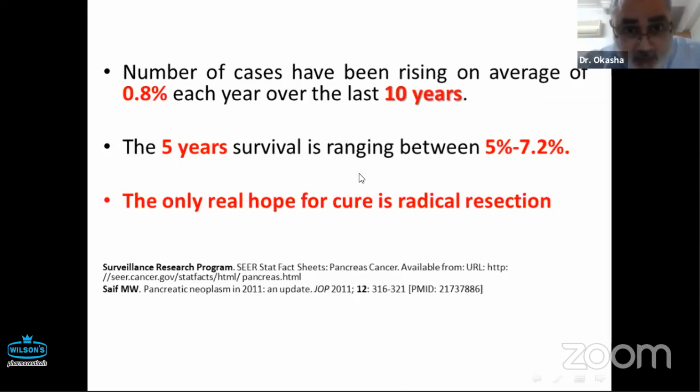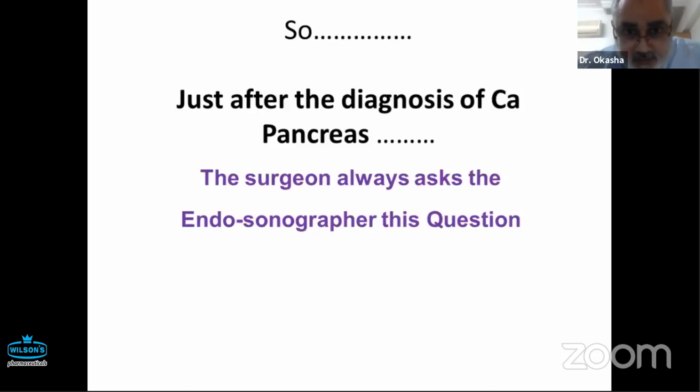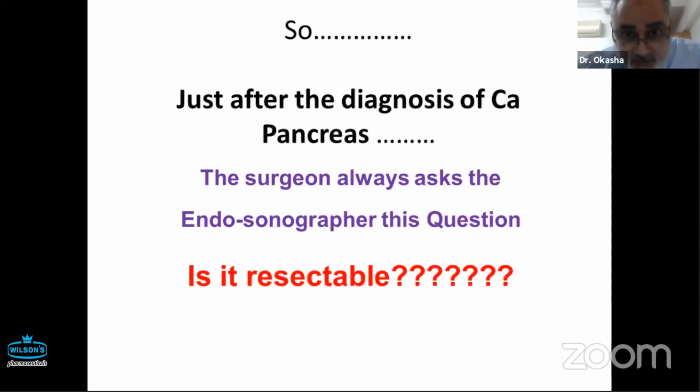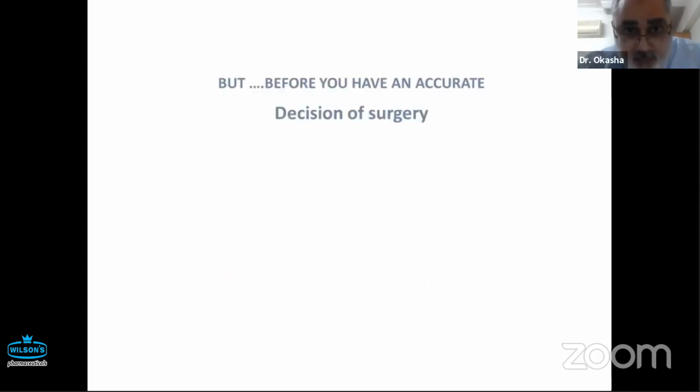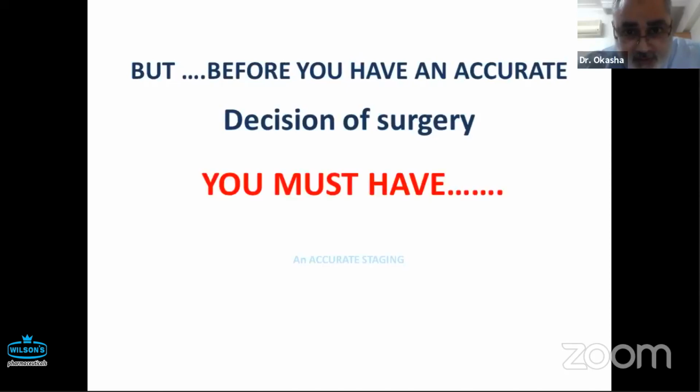We all know that the only real hope for cure is radical resection. So early diagnosis and proper staging of cancer pancreas is the only hope to improve this very low 5-year survival. Just after the diagnosis of cancer pancreas, the surgeon always asks the endosonographer this question: is it resectable? Is it operable? But before you can make an accurate decision about surgery, you must have an accurate staging.